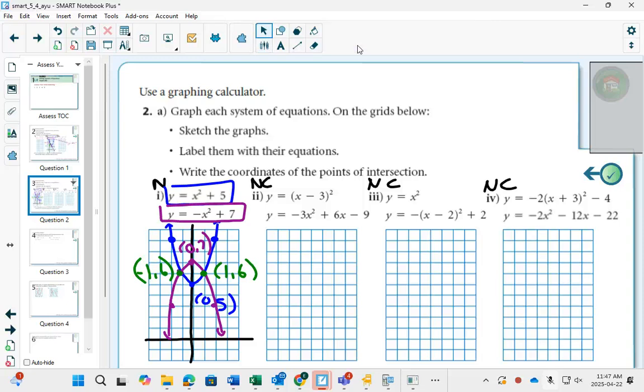So I want you to finish question 1, circle question 2, finish the ones on question 2. I also want you to do question number 4. If you want to do more graphing calculator Desmos ones, also circle question number 3.